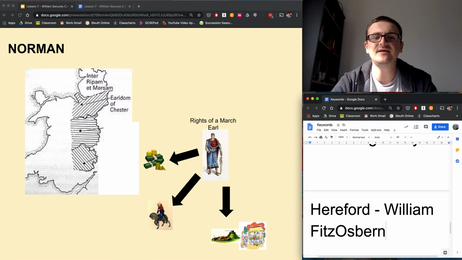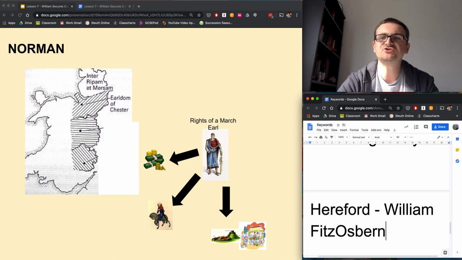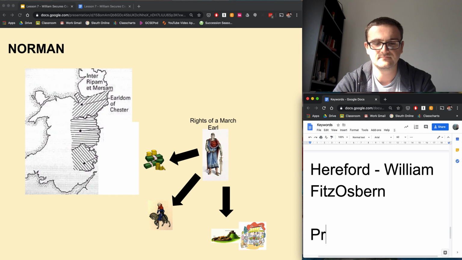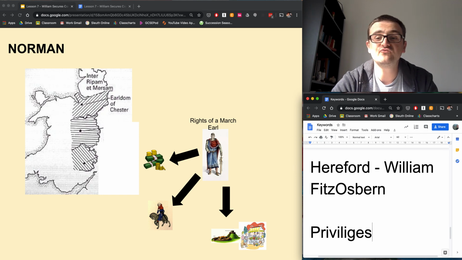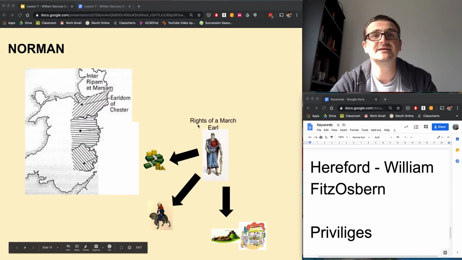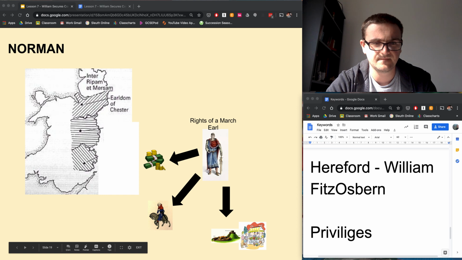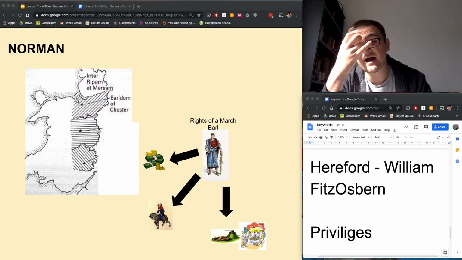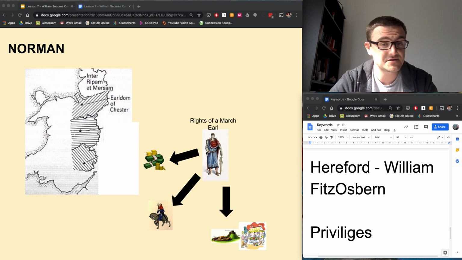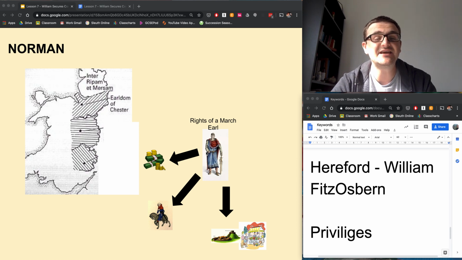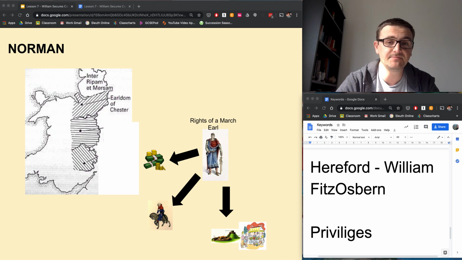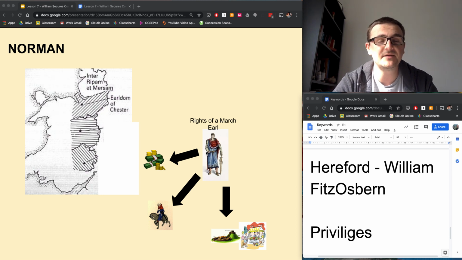Now, William gave these marcher earls special privileges. He gave them special rights, special powers, which a normal earl didn't have. For example, the marcher earls paid less tax than a normal earl. Now this meant marcher earls could become very, very wealthy, and it also meant William could tempt more Normans to move to England to become marcher earls, because they knew if they became a marcher earl in England, they'd become very, very rich.